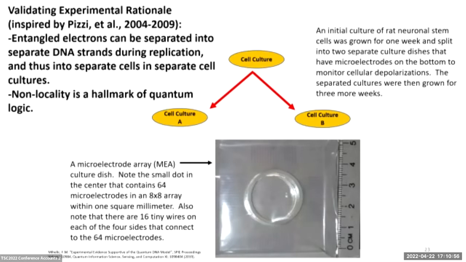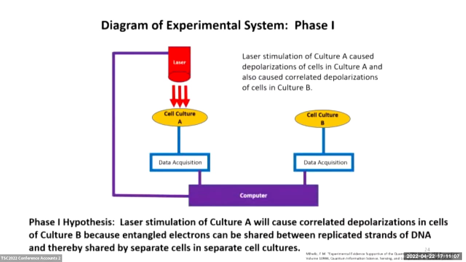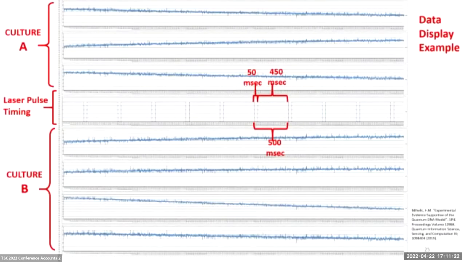And then we split that culture into two separate cultures that we grew for 3 more weeks on little microelectrode array culture dishes that have little microelectrodes on the bottom where you can monitor individual cells. And then we monitored the cells while we hit cell culture A with a laser. And we found that laser stimulation of culture A caused depolarizations in A, but it also caused correlated depolarizations in B. I want to show you a little bit about what our data looked like, but I have to explain what you're looking at here first.